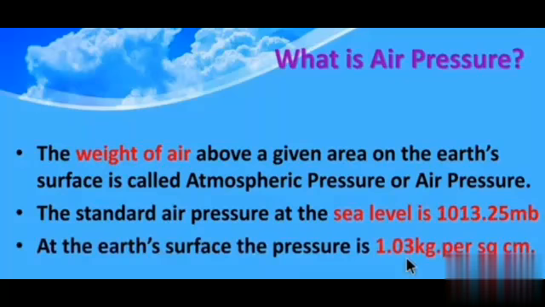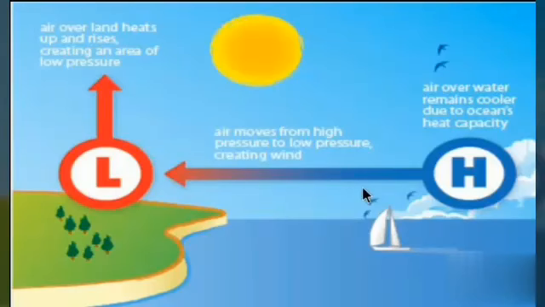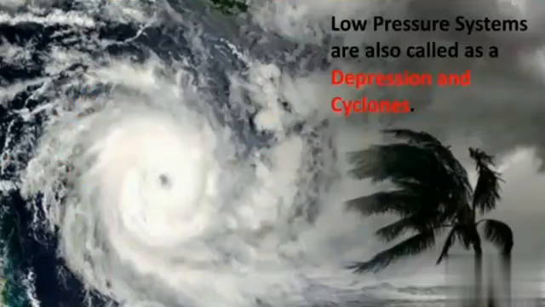Okay, what is air pressure? The weight of air. Okay, see the picture. Based on the pressure, air pressure is categorized into low pressure and high pressure. Low pressure area is marked L. High pressure area is marked H. Generally, air moves from high pressure to low pressure areas.